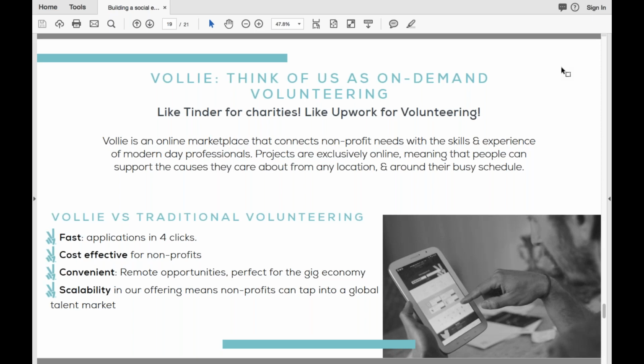We're a social enterprise in ourselves, Volley, because the average project value on Volley generates around $1,000 of savings to a not-for-profit, which means for every dollar that you spend through Volley, you get around $20 in return. So we're driven by social impact, and we can help you in a range of different ways.